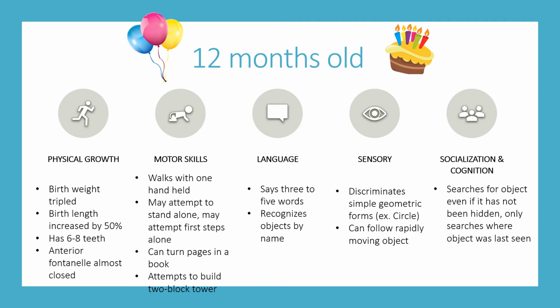For socialization, they can search for an object even if it has not been hidden. So if it was just placed somewhere, they only look where the object was last seen. So if they last saw their favorite toy on the table, that's the only place they're going to look. They might not look at the chair where the toy had been moved to. They're also developing emotions. They can show different emotions such as jealousy, anger, fear, and affection towards others.